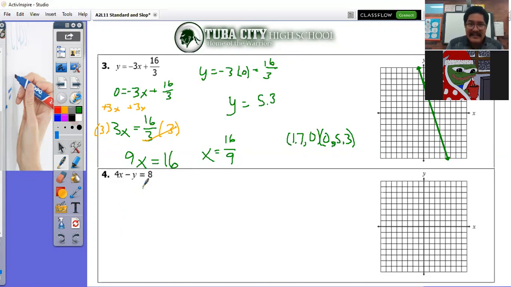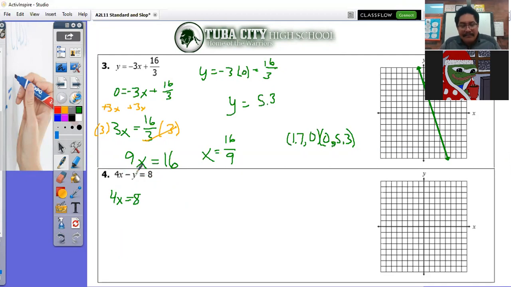Now, this one is in standard form. So if it's in standard form, that makes it a lot easier because when they take turns being 0, we don't need to add or subtract to both sides. So this is why when we graph in standard form, we put it in that form of ax plus by equals c. So if I want to know what this is, it would just be 4x equals 8, right? Because minus 0 is not going to change anything.